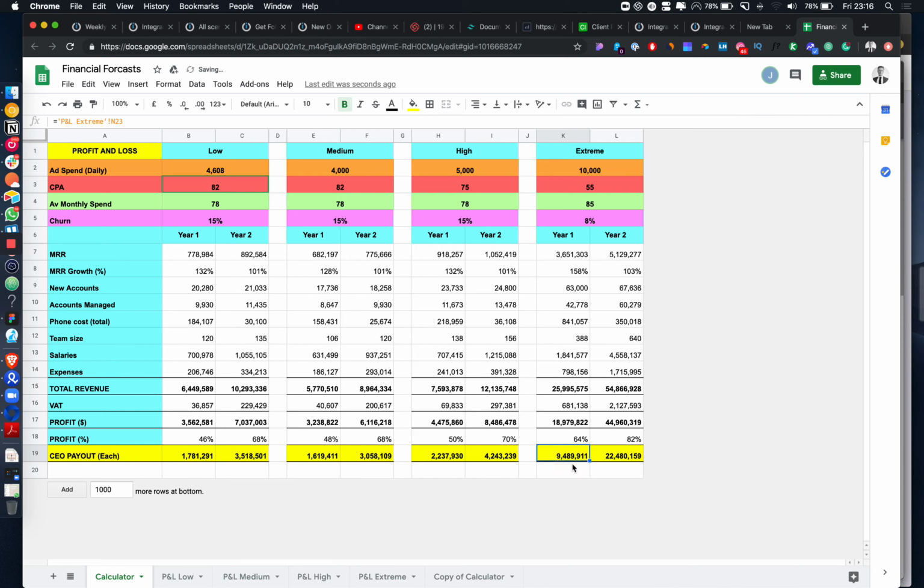Which results in 9.4, just under $9.5 million in profit in the first year, 22 million euros in the second year. And if we put in the current metrics that we're at, I think we're at about 65 here, we're at about 82, and churn is at about 16%. So still, we stand to make this much money this year.